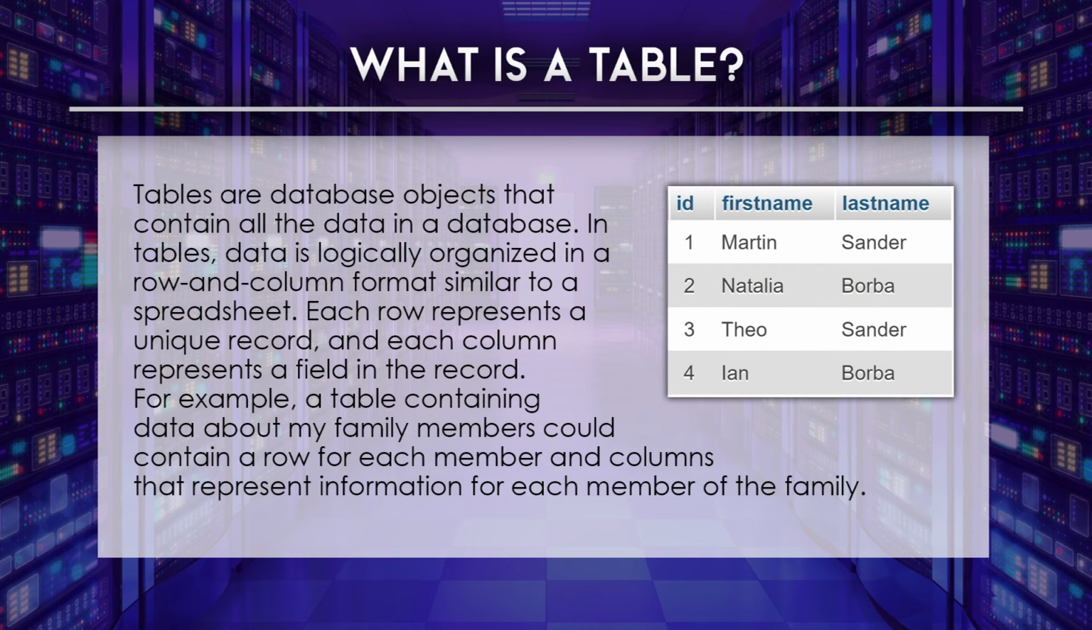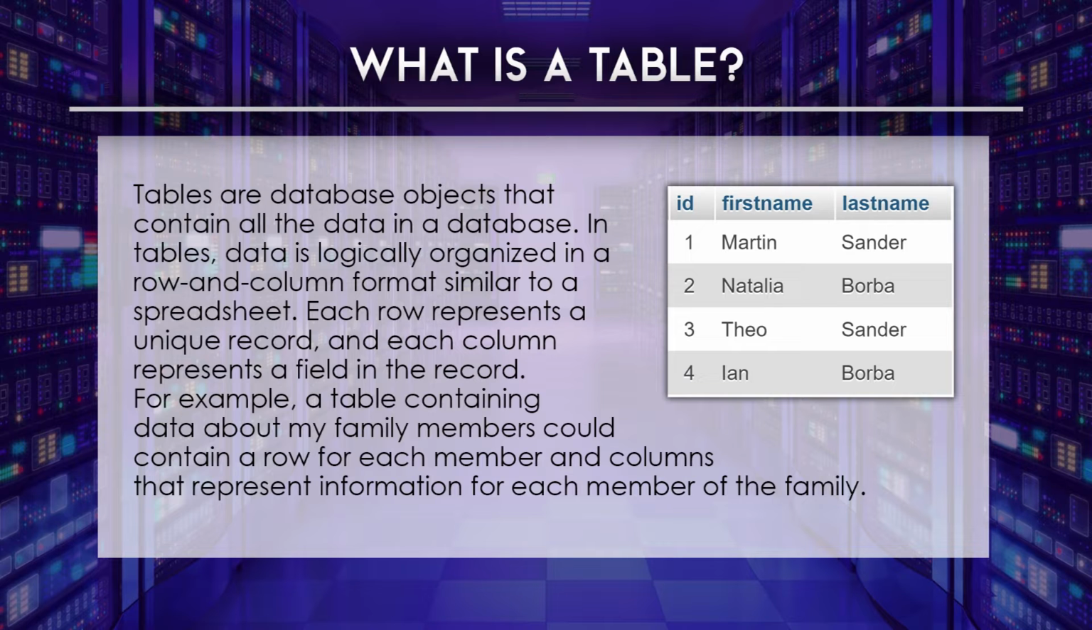What is a table? Tables are database objects that contain all the data in a database. In tables, data is logically organized in a row and column format similar to a spreadsheet. Each row represents a unique record, and each column represents a field in the record. For example, a table containing data about my family members could contain a row for each member and columns that represent information for each member of the family.